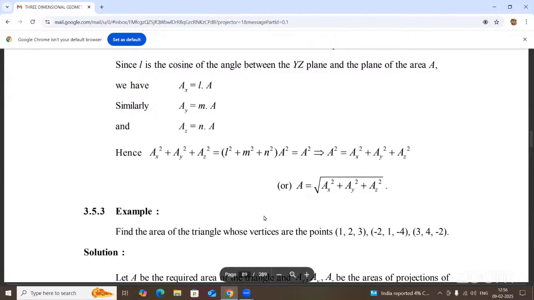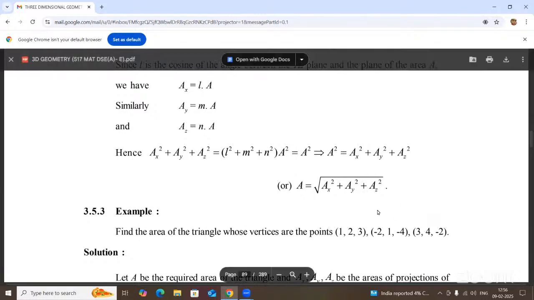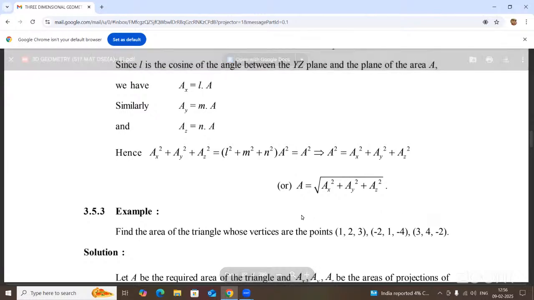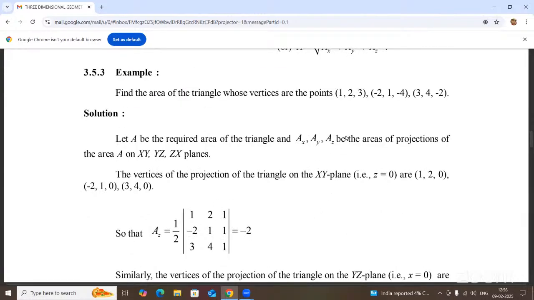Find the area of the triangle whose vertices are the given points. 3 points are given. How to find the area of the triangle? First of all, Ax, Ay, Az. A is the required area of the triangle. So Ax, Ay, Az are the areas of the projections of the area capital A on the XY, YZ, ZX planes. The vertices of the projection of the triangle on the XY plane: XY plane means Z equal to 0.